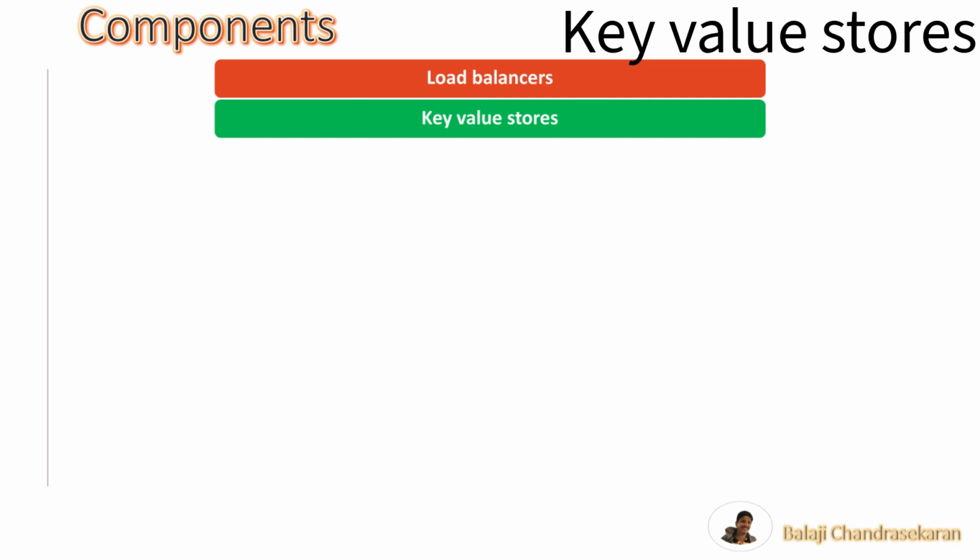Popular key value stores include Redis, Memcached, Amazon DynamoDB, Apache Cassandra, and Riak. Each of these systems has its own strengths and trade-offs in terms of performance, scalability, consistency, and features.